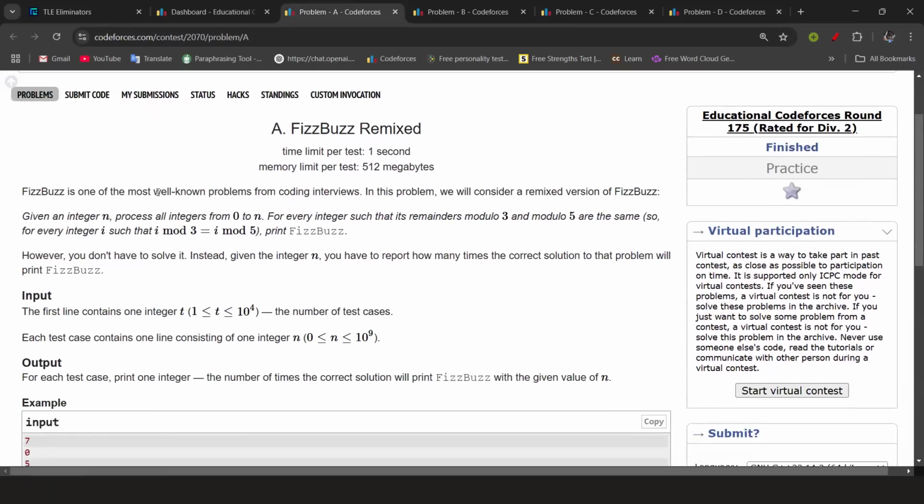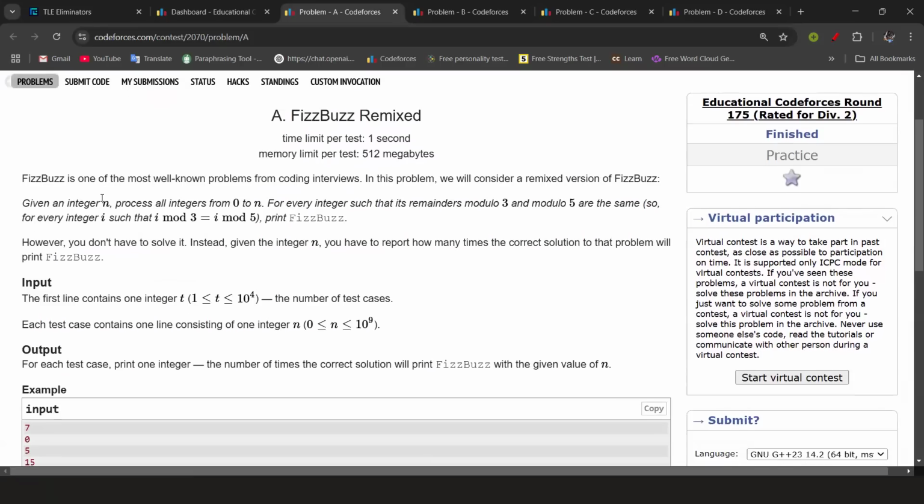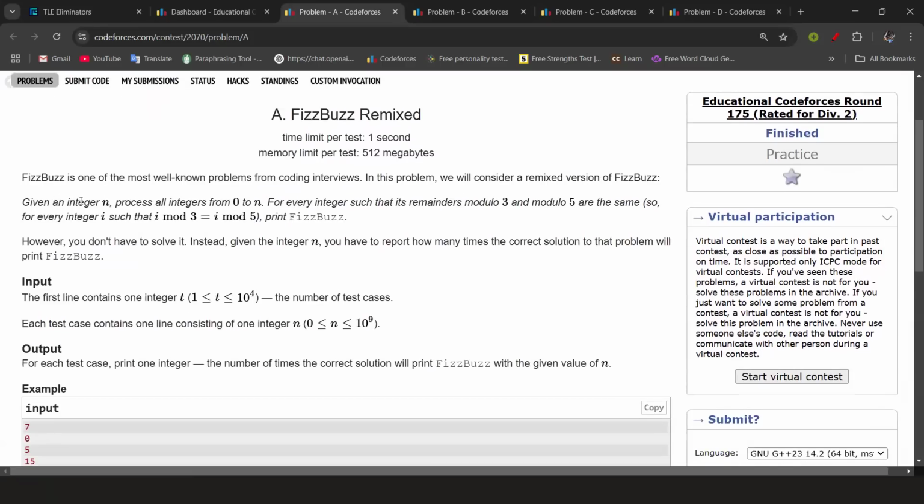FizzBuzz is one of the most well-known problems for coding interviews, so let's ignore that. Now, let's read the problem statement: given an integer n, process all integers from 0 to n. For every integer i such that its remainders modulo 3 and modulo 5 are the same, print FizzBuzz.